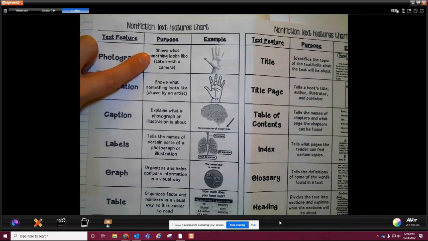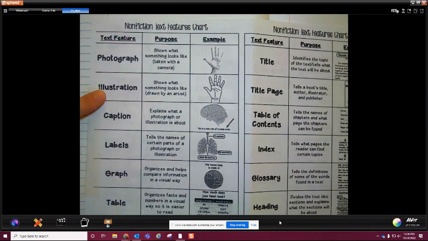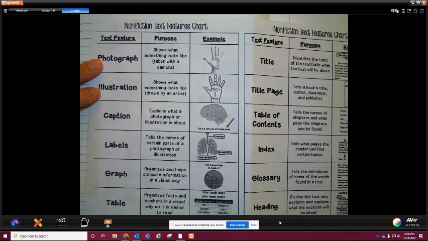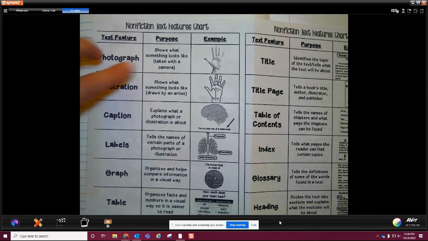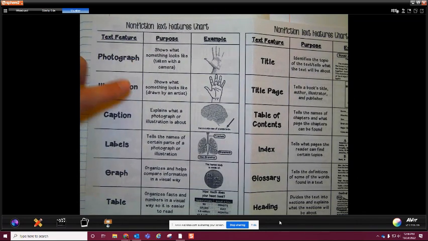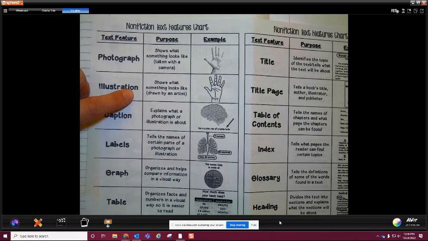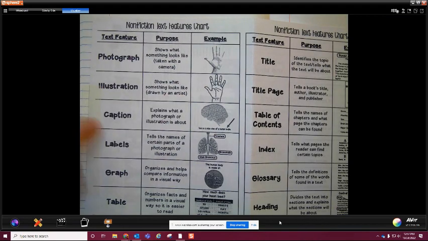So we have photograph, and it explains what that is. It gives you an example. Illustration, it's different. So photograph and illustration, they are both pictures, but it's a little bit different. Photograph is something that was taken with the camera. Illustration is something that was drawn by an artist. And so you'll see different examples.